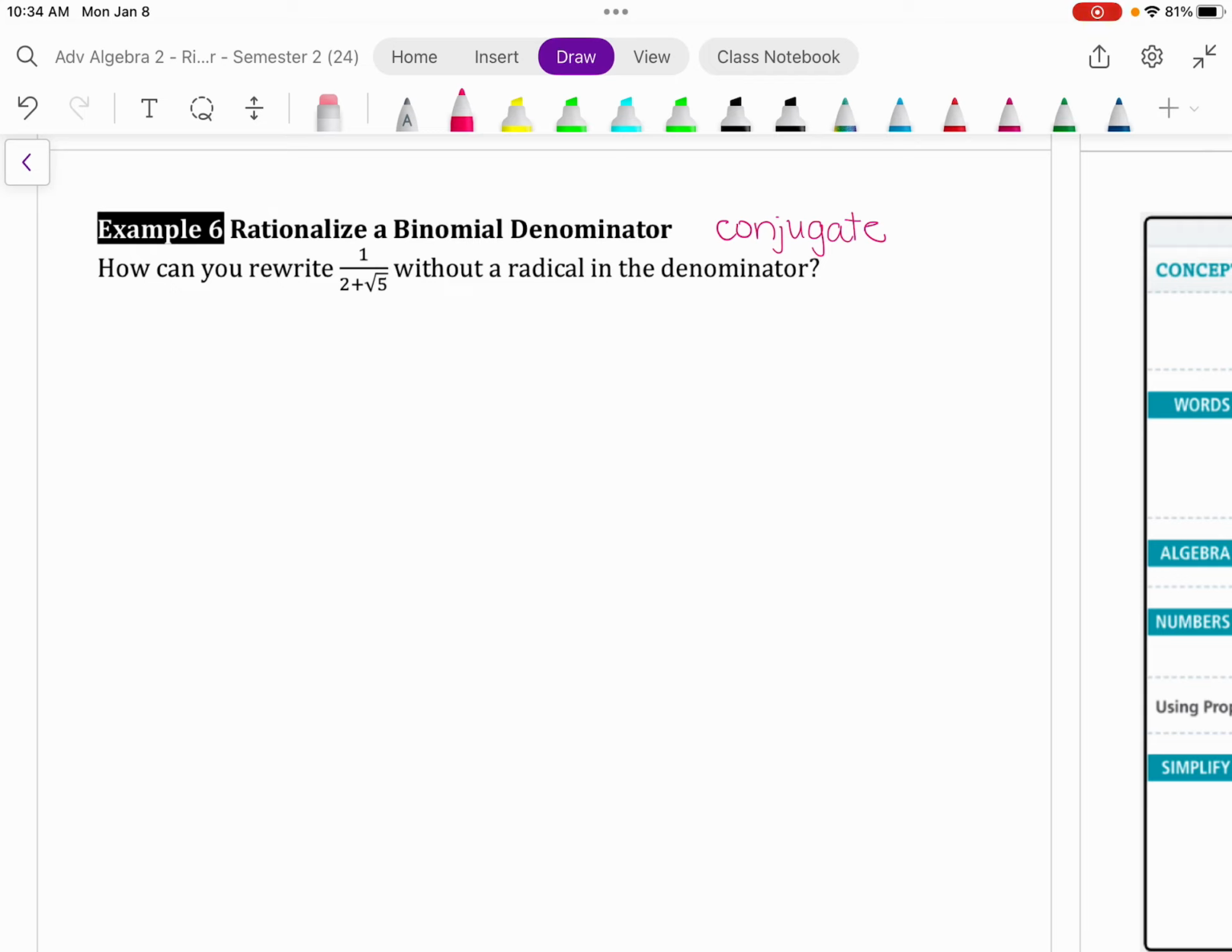So recall that conjugate just means to switch the sign, the middle sign. So if I have 1 over 2 plus square root of 5, and I want to know what its conjugate is, it's going to be 2 minus square root of 5. And then whatever I do to the denominator, I must also do to the numerator to keep it even, or keep it equal. Remember, when we multiply fractions, we multiply straight across. So 1 times this whole thing is just that whole thing.